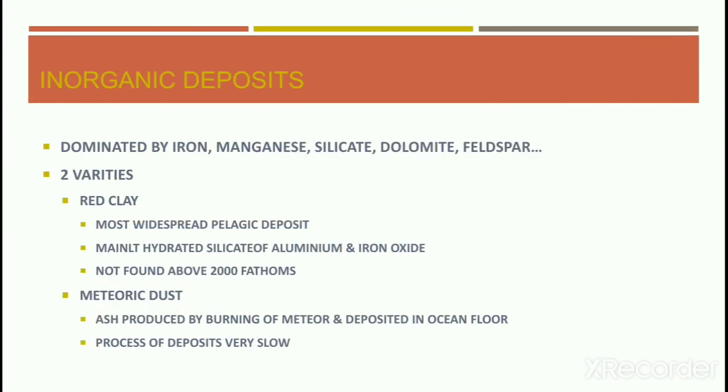The inorganic deposits are generally dominated by iron, manganese, silicate, dolomite, pyrite, and feldspar, and they lack organic matter. They are further classified into red clay and meteoric dust. Red clay is the most widespread of all the pelagic deposits. In composition, it is a true clay consisting mainly of hydrated silicate of aluminium, which is colored by the oxides of iron. It is not found above 2,000 fathoms.